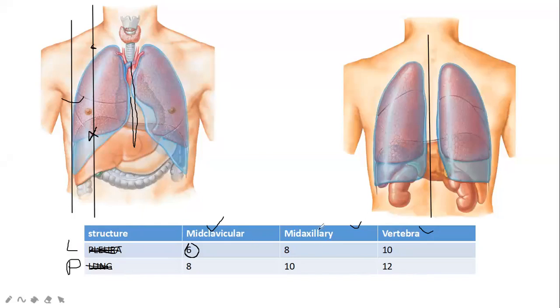And then we go to the mid-axillary line, at rib number 8. So mid-axillary line at rib number 8, we put a mark there. Then we go to the vertebra, at vertebra number 10. We go and put a mark. At vertebra number 10, we put a mark there.